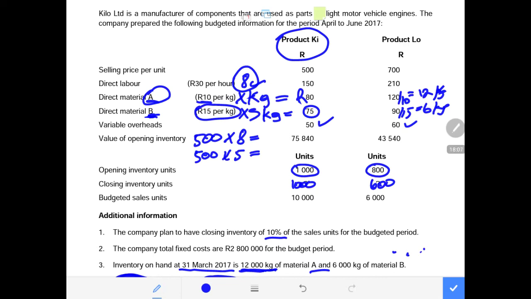And we do the same with product LO. For product LO, the closing inventory is 400. Then we need to know how much material we need to complete these 400 units. Remember, to complete these 400 units we need 2 materials, material A and material B. Then we need to say how many cages are required to complete 1 unit of material A in product LO. Now we say we need 12 cages, so it will be 12 cages for 1 unit.